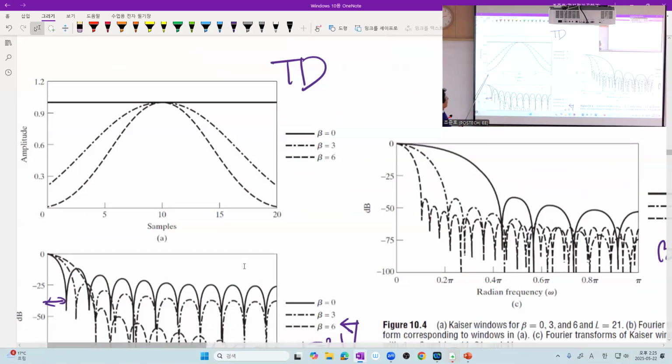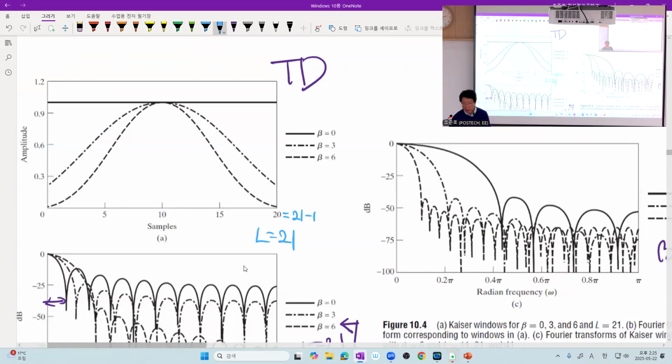So even though it says 0 to 20, maybe L equals 21, right? So this is 21 minus 1. So L equals 21. And as I told you, it looks like a symmetric function. Of course, I really hate the author's use of solid and dash-dot-dashed lines, because this is a discrete time signal.